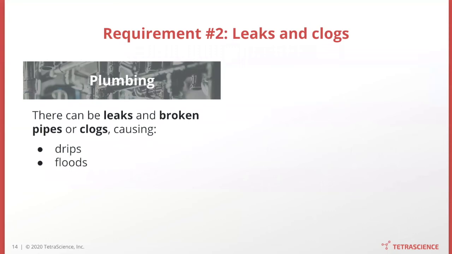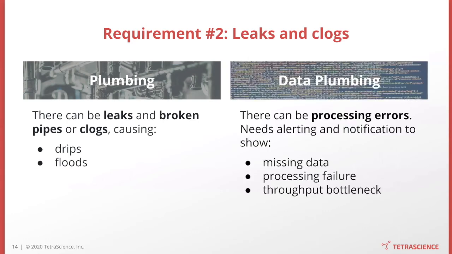Second, there will always be leaks, broken pipes, clogs, causing drips and floods, right? All the annoying stuff. There can also be processing errors in the data plumbing. As a result, there needs to be an alerting and notification system to show the missing data, the processing failures, any kind of throughput bottleneck or fluctuation. You may imagine suddenly the file size is much larger and you're seeing a lot of out-of-memory issues. So all of those need to be tracked and proactively alerted.